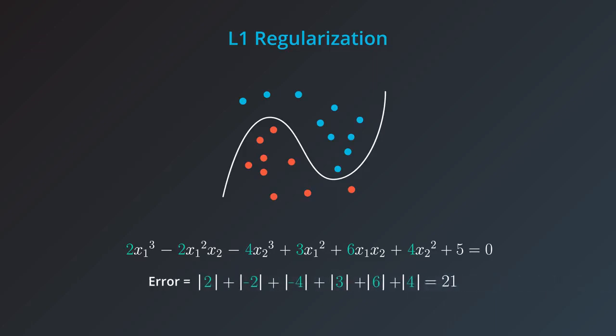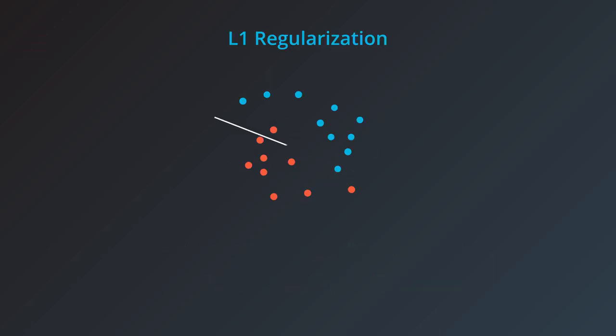So in this case, we're adding absolute value of 2, which is 2, plus absolute value of minus 2, which is 2 again, etc. And we see that they add to 21. In the linear case, we see that what we're adding is the absolute value of 3 and 4, which is 7. So as 7 is much less than 21, we can see that the complicated model gives us a much higher error. That's L1 regularization, and the 1 is attached to the absolute value.